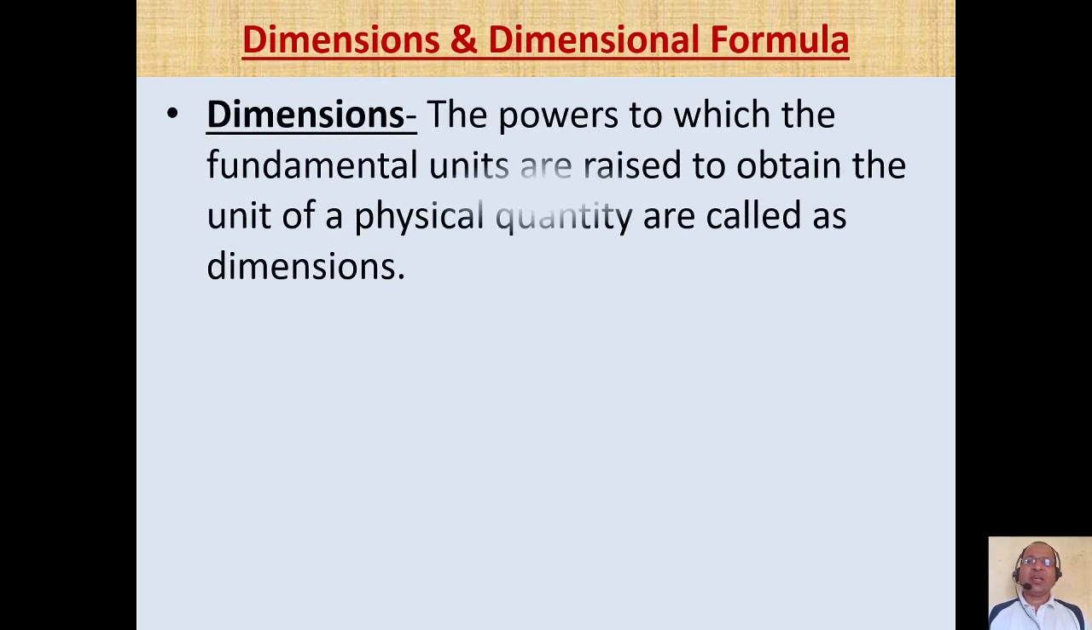So generally we define dimensions as the powers to which the fundamental units are raised to obtain the unit of a physical quantity. Another example, the unit of velocity is meter per second. This unit depends on two fundamental units, meter and second. Their powers are: for meter it is raised to 1, for second it is raised to -1. These are called the dimensions of this physical quantity.